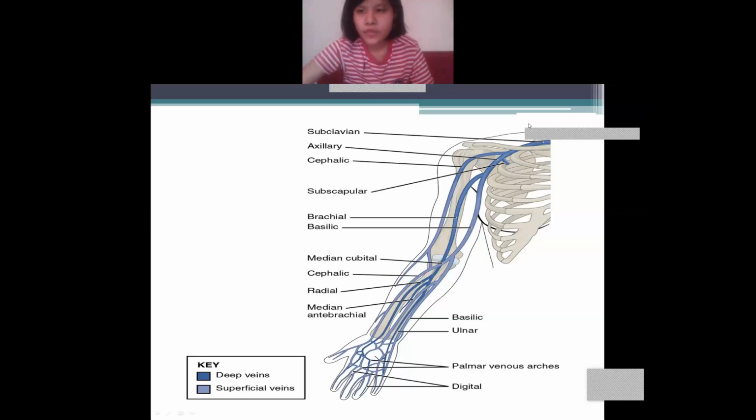The veins that you will find are the cephalic vein. Those are the superficial veins. This cephalic vein lies at the back side of your hand, a bit at the back side of your hand. And this cephalic vein collects blood from where? From the superficial veins. Understand?